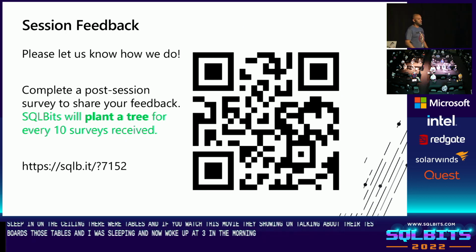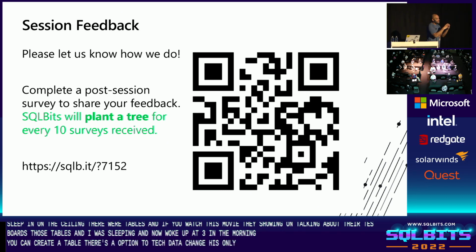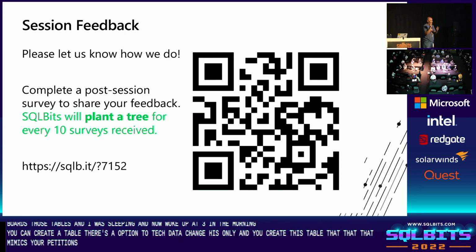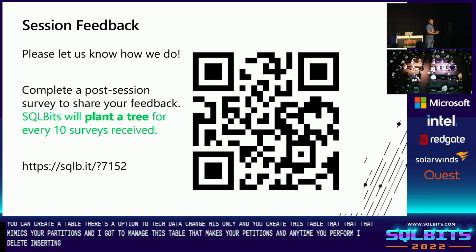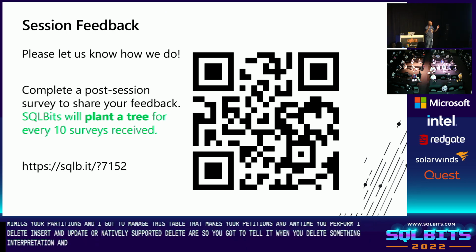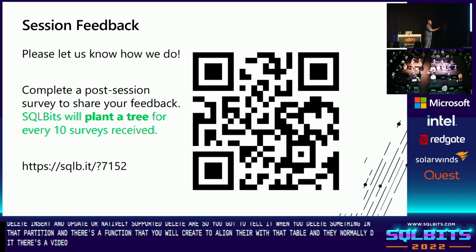I figured it out. You can create a table. There's an option, detect data changes only. And you create this table that mimics your partitions. Now, you have to manage this table that mimics your partitions. Inserts and updates are natively supported, but deletes aren't, so you have to tell it when you delete something in that partition. Then there's a function that you would create to align that with that table, and then it'll automatically do it. There's a video I have that elaborates on it, and you should watch that video on Guy in a Cube. Okay?